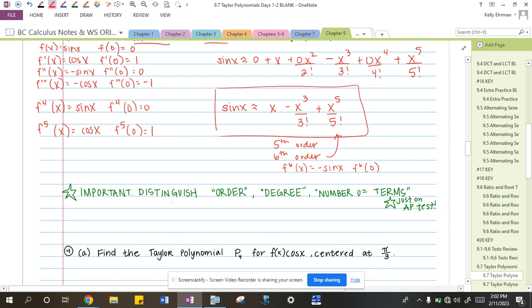Like this last example was fifth order. It was fifth degree, but it didn't have 5 terms. It only has 3 terms, if you're talking about non-zero terms, which we usually are. So you just have to read carefully on the AP test. Sometimes they'll ask for a certain degree. Sometimes they'll ask for a certain number of non-zero terms plus general term, or sometimes they'll give you an order. So you just have to watch it.